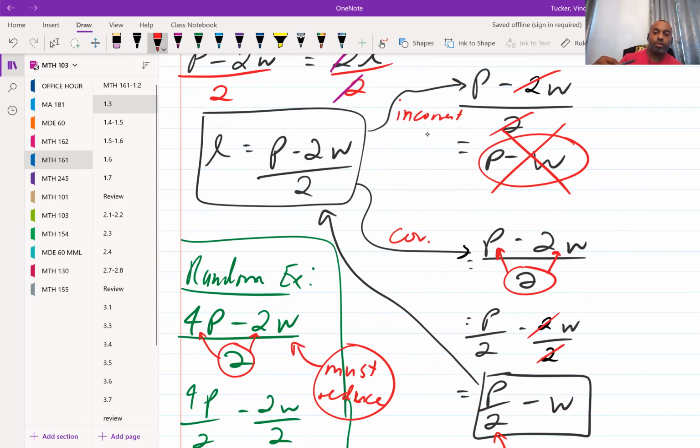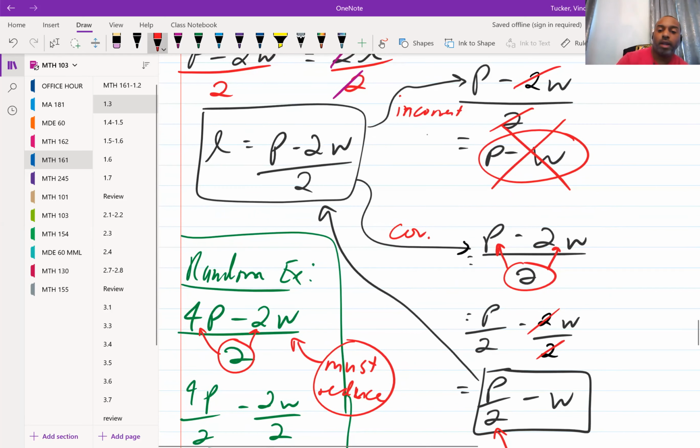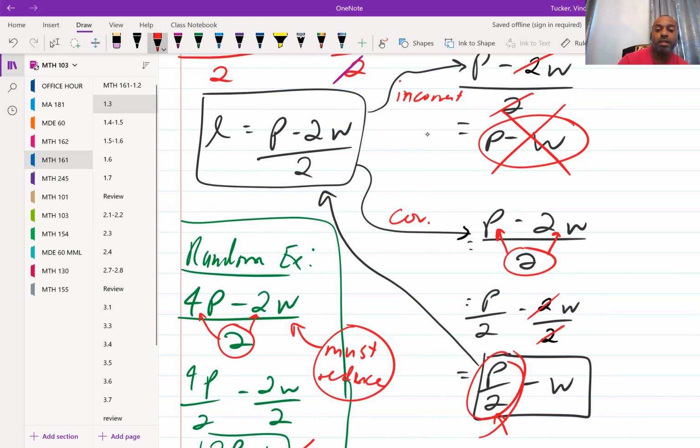That will give you P over 2 minus 2W over 2. And that would be P over 2 minus W, because those 2's would cancel. But notice that 2 is still there. It's still represented under that P, because it couldn't cancel out into the P. And that is why we could have left this right here, because the 2 doesn't cancel out completely.